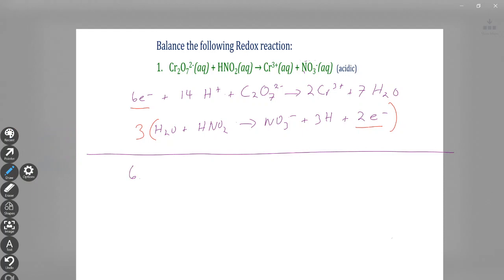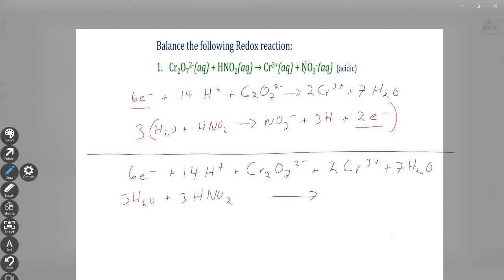So I end up with 6e minus plus 14H plus Cr, oh, I lost the r somewhere, huh? Cr2O7 2 minus gives 2Cr plus 7H2O. And on the bottom now we have 3H2O plus 3HNO2 gives me 3NO3 minus plus 9H plus 6e minus.